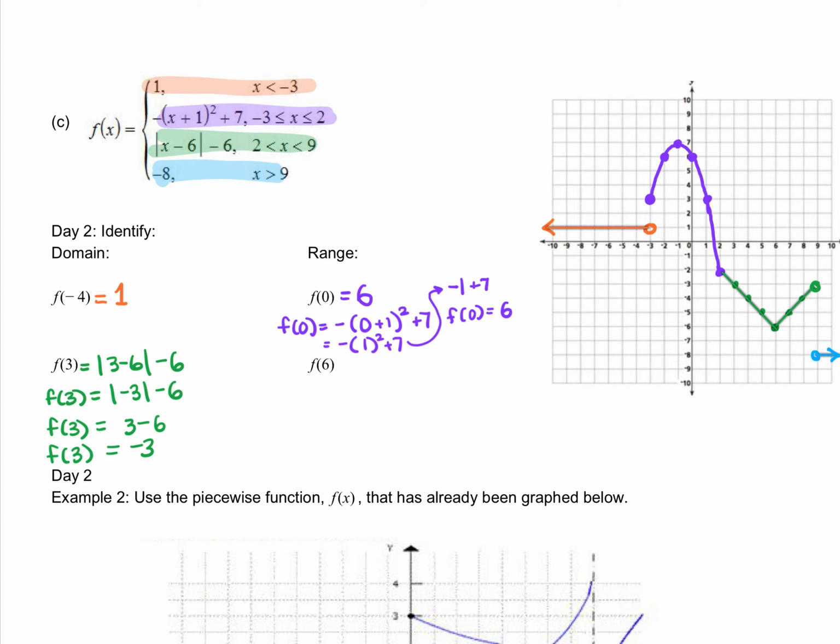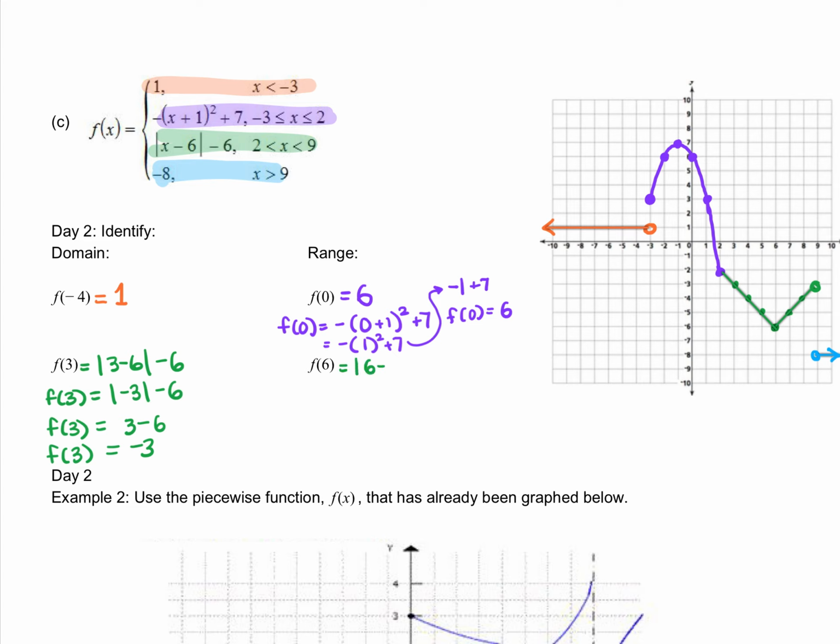And then finally, f of 6. So we ask ourselves, is 6 less than -3? Nope. Is 6 between -3 and 2? Nope. Is 6 between 2 and 9? Yeah, it sure is. So we're going to use that green function again. So I could either use the graph or I could use the function itself. I'm going to use the function again.